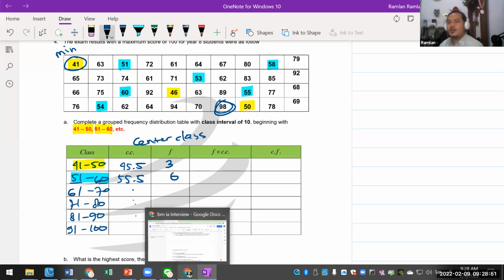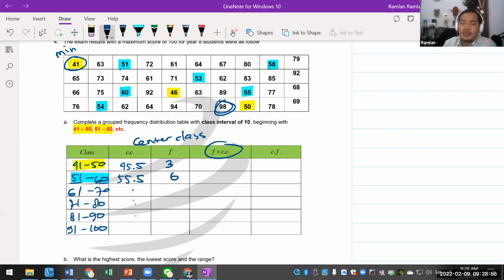And so on, so on, so on. Okay, and the rest is the same. But remember that when you have this f times cc, it means it's the same thing as fx. But the x here, you don't get it from this guy, right? Because you don't know which one to be multiplied. Is it 41 or 50 or which other number? You are going to multiply that with this guy, okay? So you only need to multiply these two numbers to get this result over here. So 45.5 times 3 is going to be 136.5.